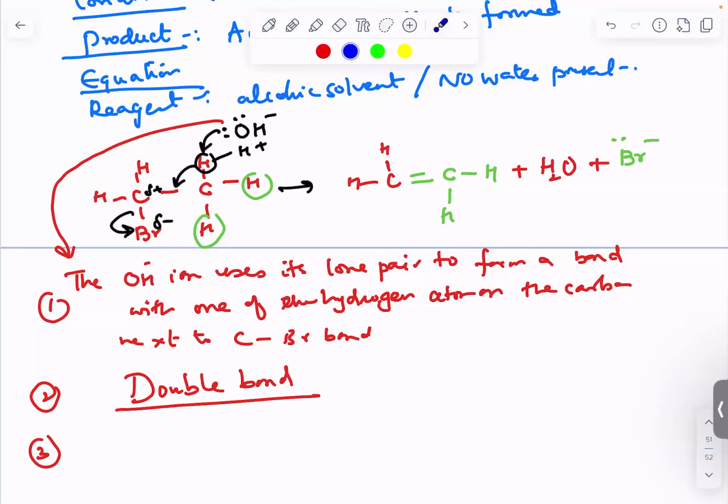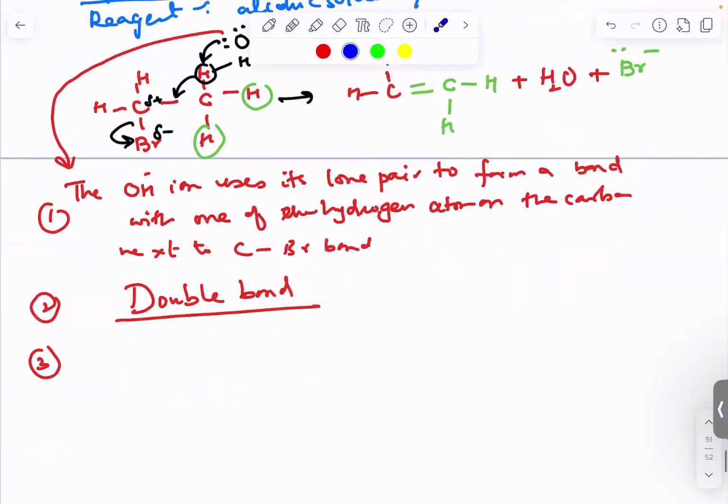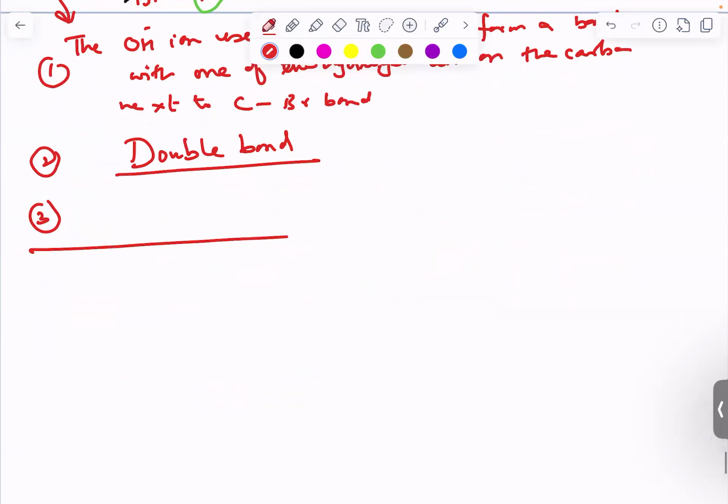Now, the next one is the bromine. I'm talking about this bromine. The bromine takes the electrons which are shared between carbon and bromine. The bromine takes the electron and leaves as a bromide ion. All right. This reaction is very useful in making molecules with carbon-carbon double bond. Is it clear, Betty? Yeah. All right, so this is the end of this mechanism.